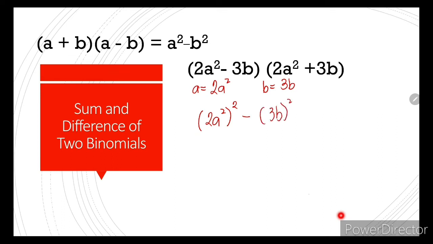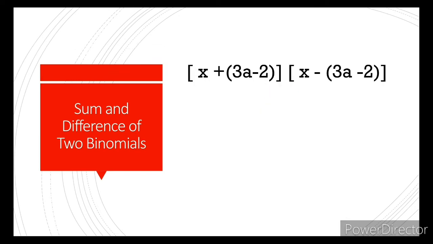So, solve muna natin yung nasa loob. Ito tong may exponent muna. Then, ito. So, let us solve yung una muna. 2a squared times 2a squared, we have 4a raised to the 4th power minus 3b times 3b, we have 9b squared.